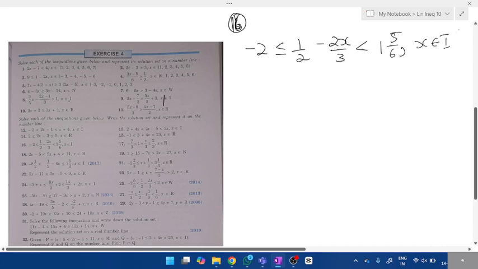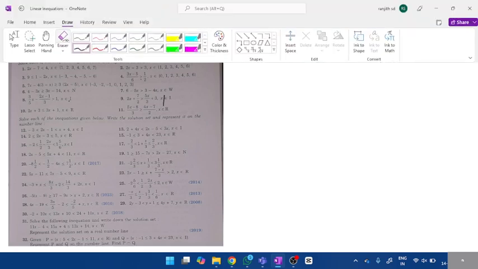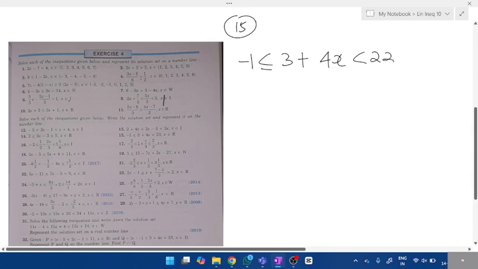X belongs to integer. Okay, even this is integer. No. Try the 15th one. Stop doing the 16th one. Try the 15th question, all of you. Rational, real number question. 15th one. Minus 1 less than or equal to 3 plus 4x less than 23. X belongs to real number.